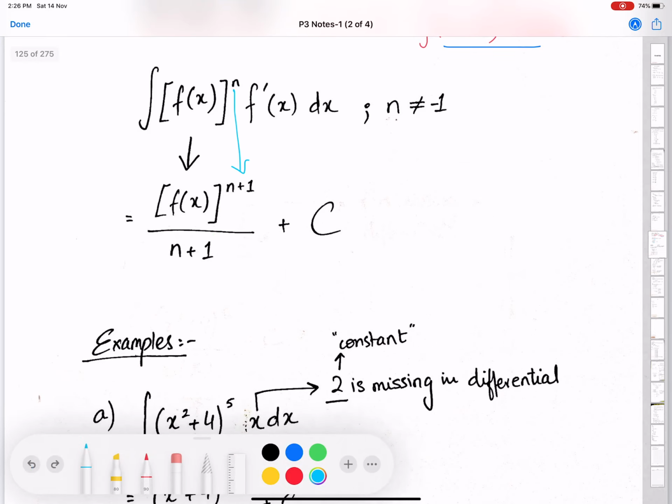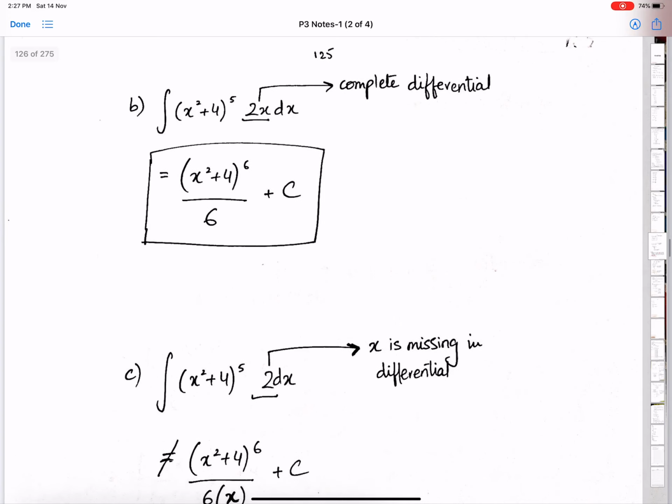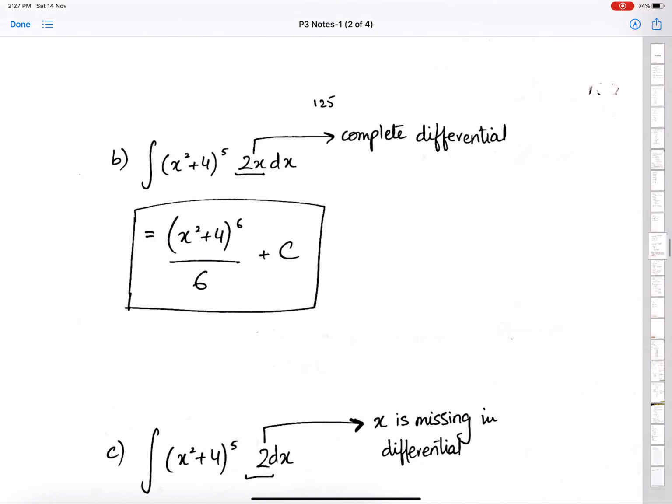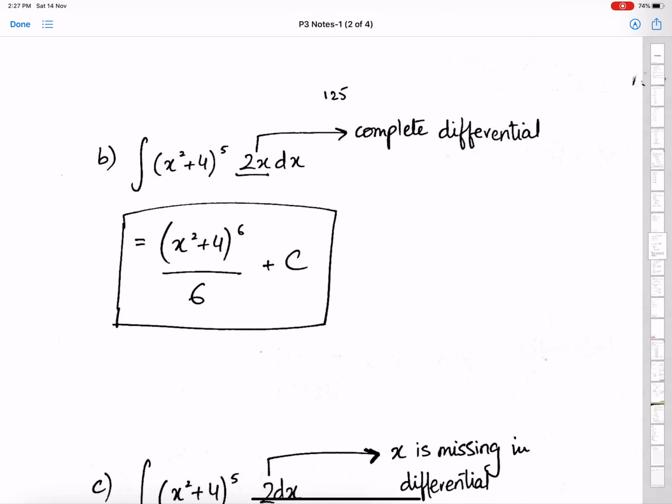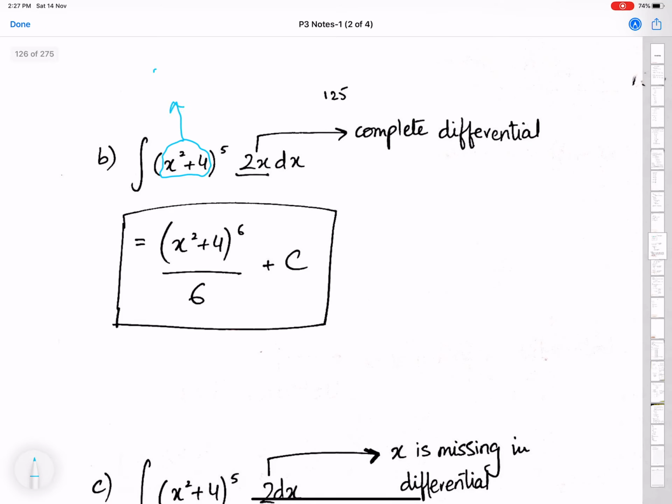Now let me explain this formula by the following examples. Example B. In this example, this is the function x square plus 4. If you differentiate this function mentally, you will get 2x. And this 2x is basically the differential of this function. So according to basic formula number 1, when the differential is multiplying with the integral operator, we just add 1 in power and divide the function by the resultant power. This is the way to integrate the function when the complete differential is multiplying with dx.